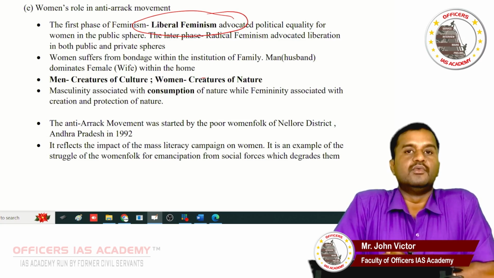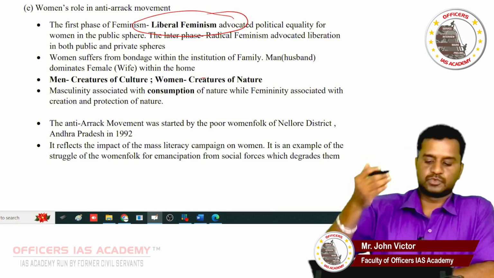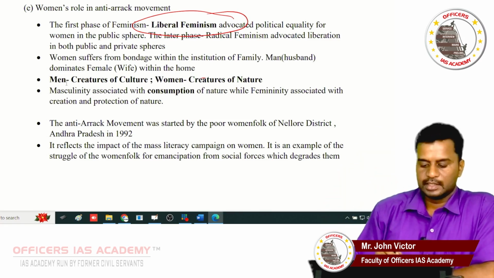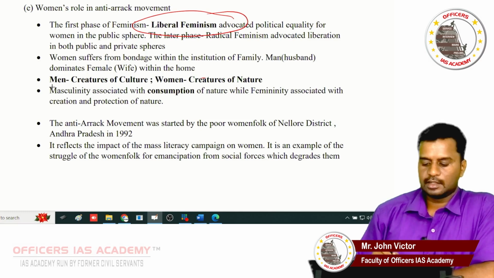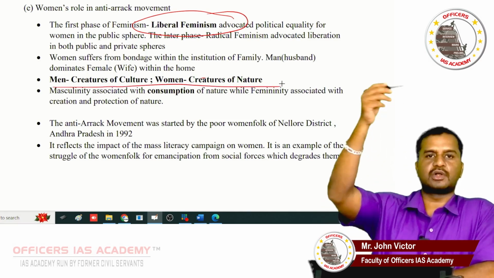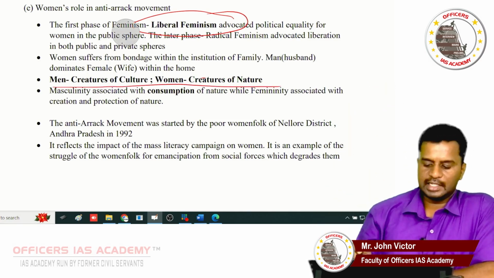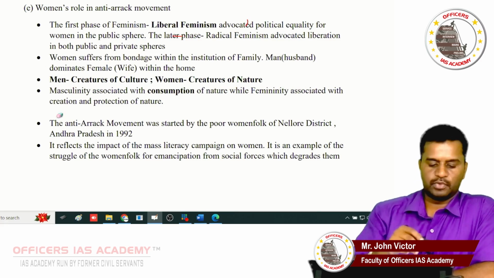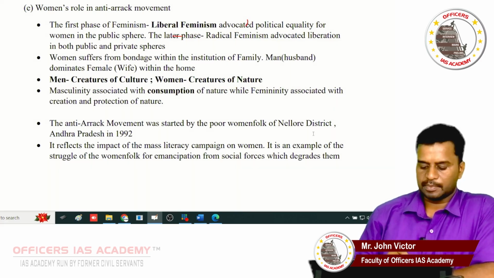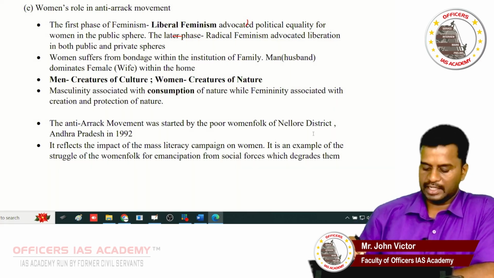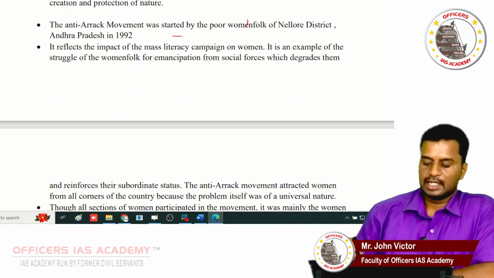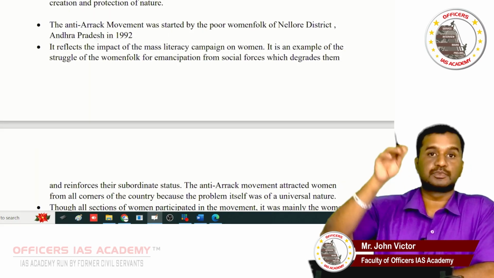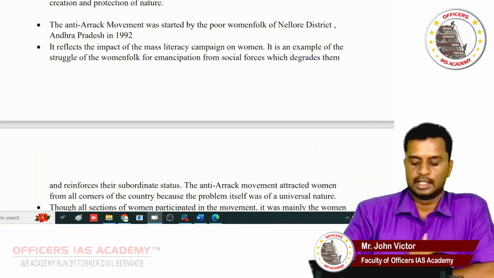On the other hand, women represent nature. They are associated with protection. So touch these points. Then write about the anti-arrack movement. You can use the knowledge obtained from GS. The anti-arrack movement was started by poor women in Andhra Pradesh, in Nellore district, in the 1990s. It reflects the role of women as protectors of nature.